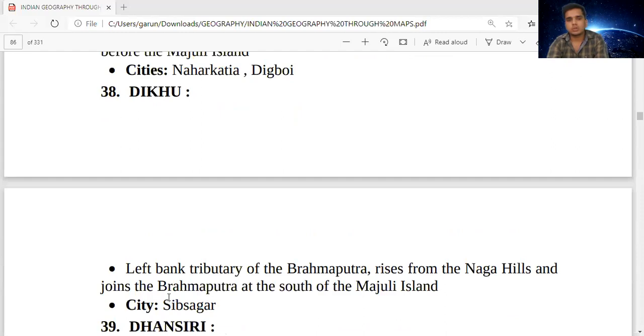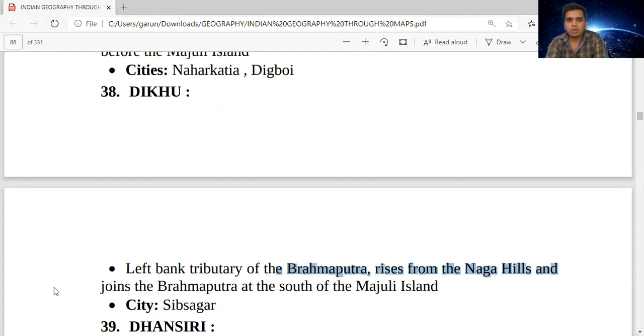Dikhu, now it's okay. Left bank tributary of Brahmaputra, rises from Naga Hills. All of you take your paper and pen and begin to write.